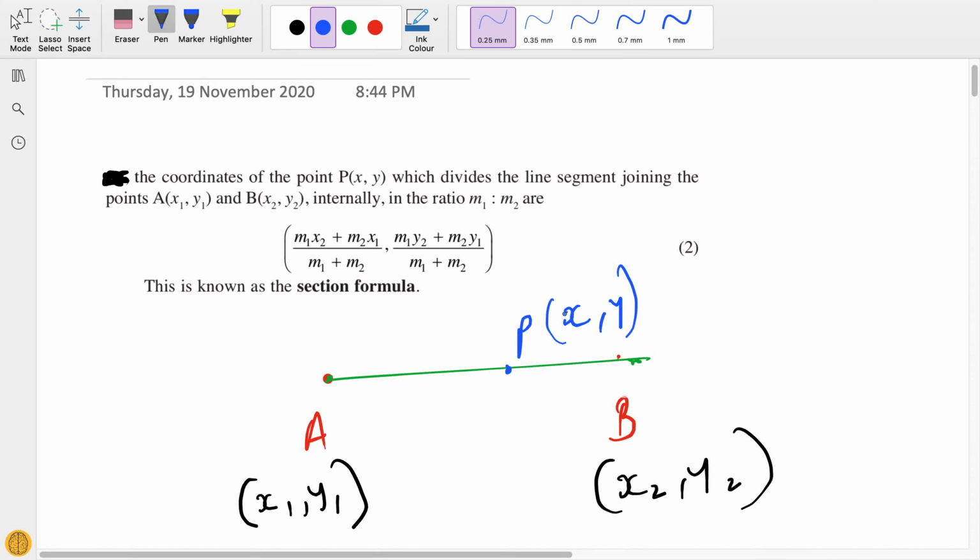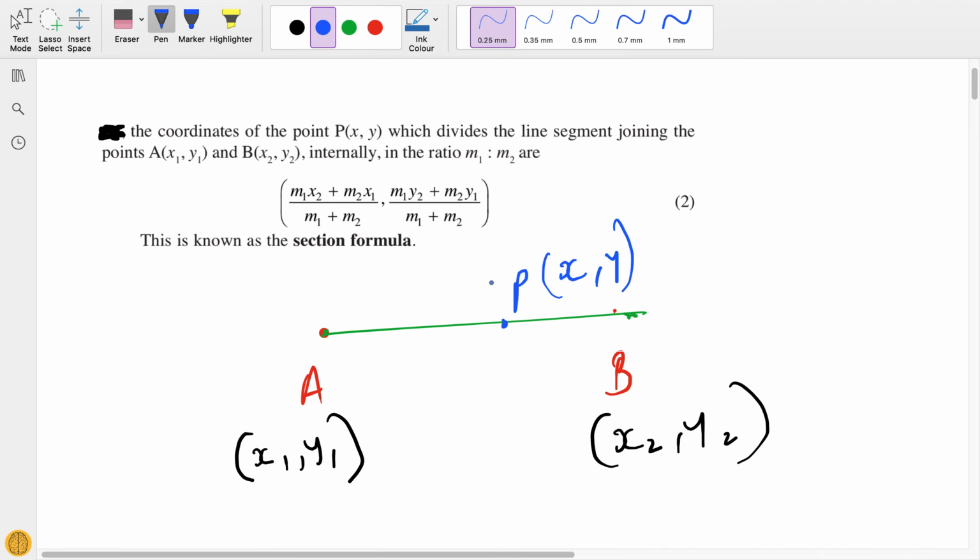Two points A and B. We know the coordinates of the points A and B, which are x1, y1, x2, y2. Obviously, this must be given in digit form or integer form. Okay, so you know the coordinates of the points A and B, but you don't know the coordinates of the point P, which divides these two points A and B. But if you know the ratio in which this point P divides this line, then we can find the coordinates of this point P. This is all about the section formula.